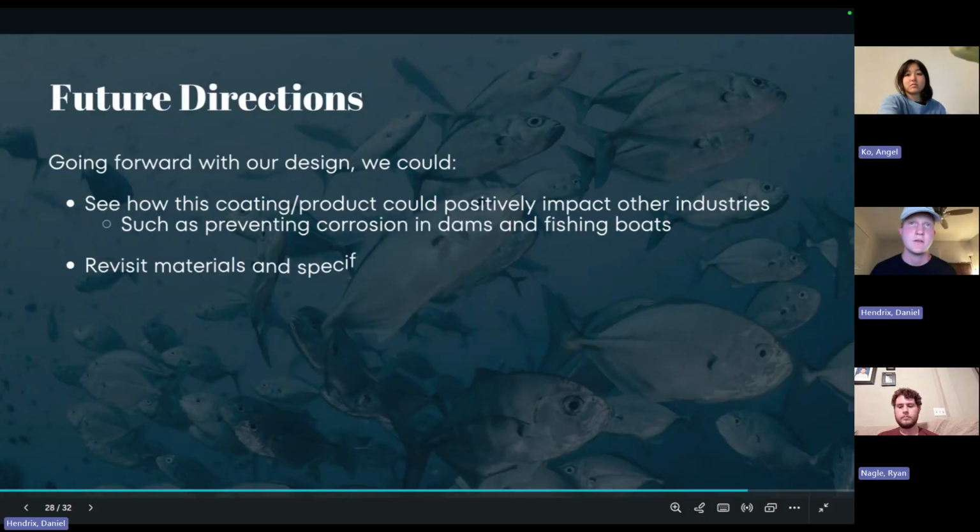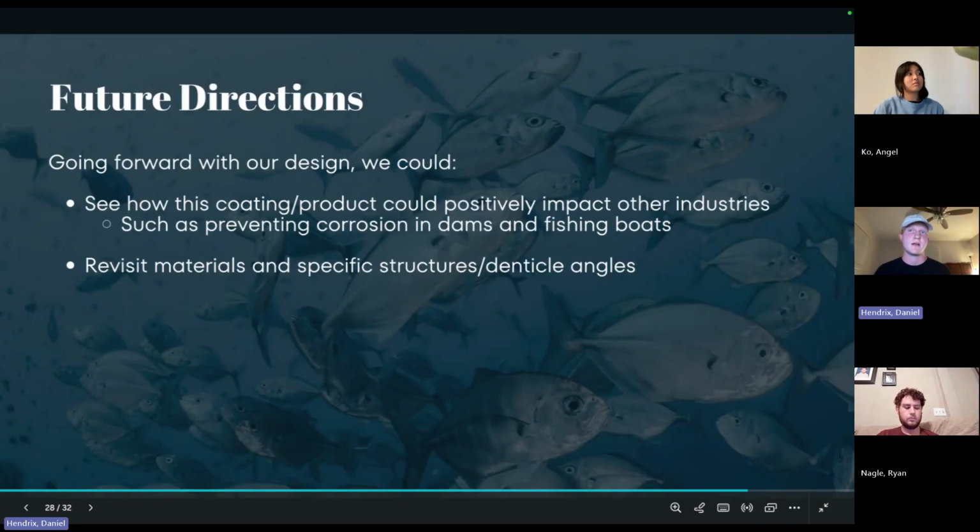So as for the future, we believe this coating can be applied to other areas, including dams, fishing boats, and more. As for things we think we could revisit, well, we think the very specific details of the dermal denticles and their angles, which I know we keep mentioning, but it's essentially the heart of our system that we designed here. I think if we could get a slightly better grasp on how exactly the drag and velocity gradient are affected by those, that could benefit us in the future.